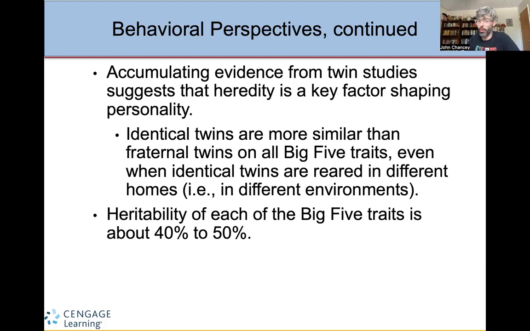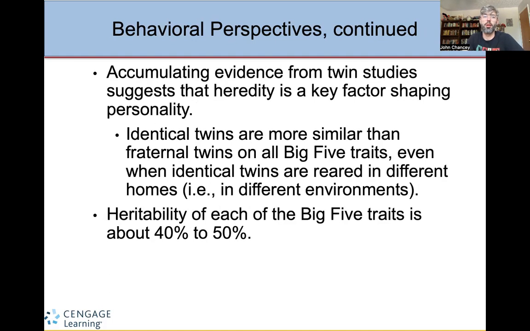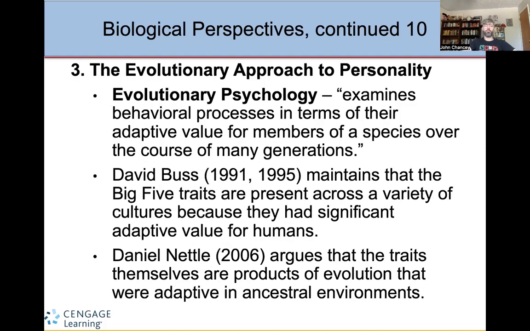Identical twins are much more similar in their genetics than fraternal twins, especially on all five of the big five traits, even when they're reared in different homes, even when we factor in the nurture side of things. So each of the big five traits is about 40 to 50% on this heritability ratio. Pretty large number. And this gives rise to the evolutionary perspective when it comes to personality.